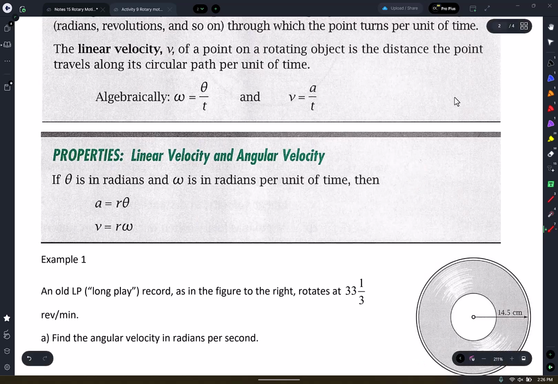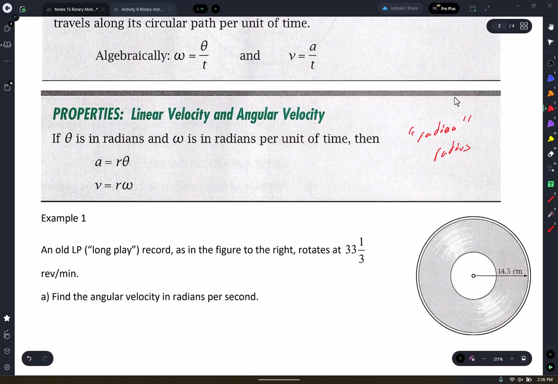All right. When you see the word radian, it literally means radius. One radian is whatever your radius is. That's why sometimes they call the radian unit unitless, because it depends on what unit you're using for your radius. All right, you guys ready?